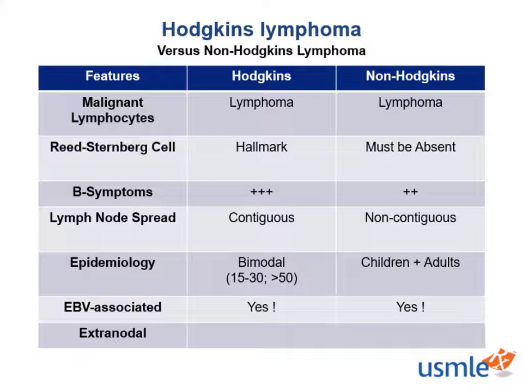A high-yield association for both Hodgkin's lymphoma and non-Hodgkin's lymphoma is the association with Epstein-Barr virus. This makes sense because EBV infects B cells and invades their nuclei, which can reprogram them into either form of lymphoma. Lastly, rarely does Hodgkin's lymphoma have extranodal involvement, whereas this is a common feature in non-Hodgkin's lymphoma.